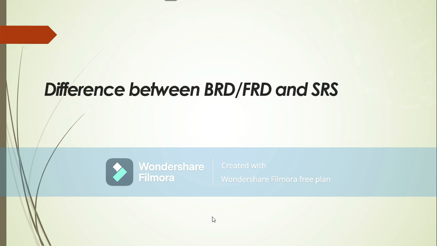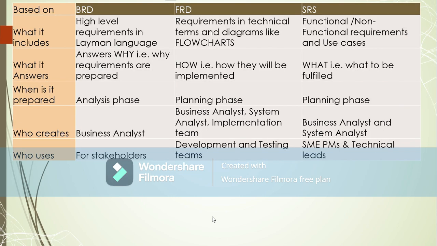Okay, so now we'll talk about the differences between BRD, FRD, and the SRS. So BRD, what does it include? It includes high level requirements, as I told you. You are not drilling down to the base level. And these high level requirements can be easily understood by any layman, as in anybody who is not working in the organization. If he reads the requirements, he can understand what is required.